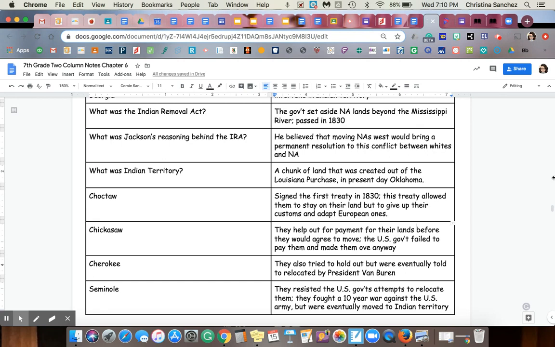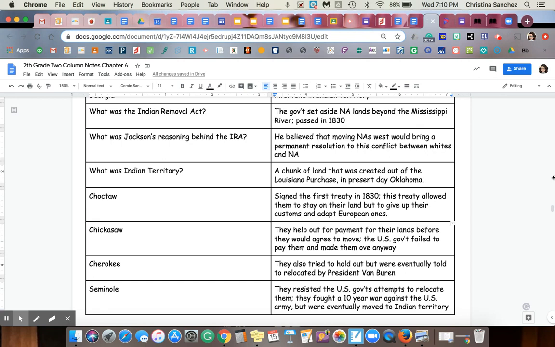The Cherokee, they also tried to hold out for payment, but they were eventually told to relocate by President Van Buren. Now, a lot of people tend to think that Jackson was the only U.S. president that had Native Americans removed from the land. That is not necessarily true. As a matter of fact, President Van Buren also played a huge role in removing Native Americans from their lands as well.